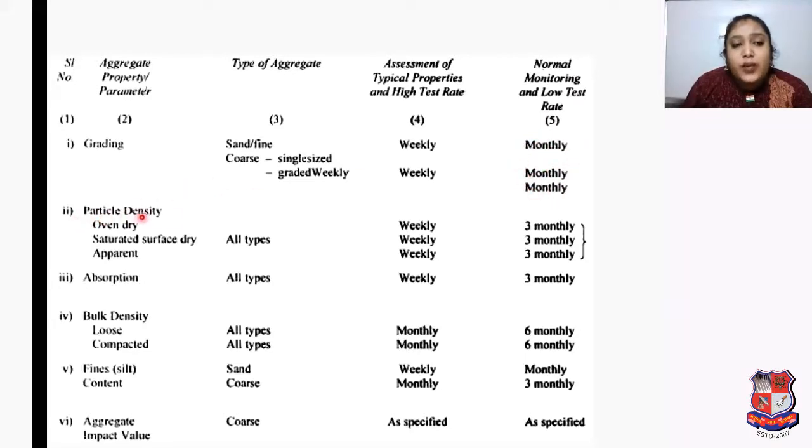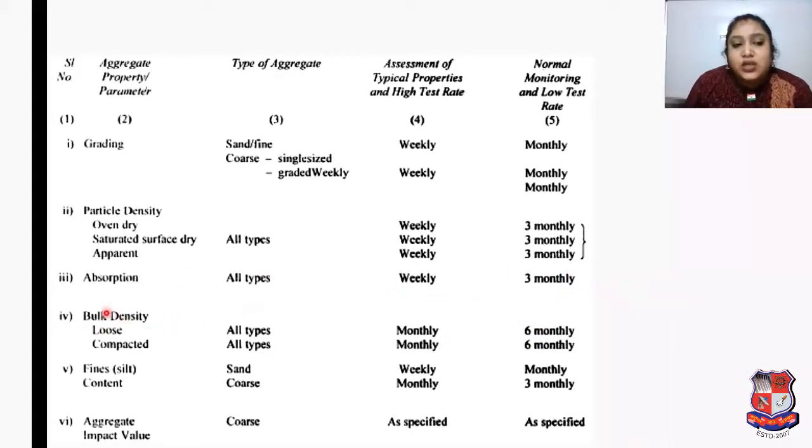If we talk about particle density, oven dry, saturated surface dry, apparent, then type of aggregate means all types of aggregate. So the assessment of typical properties and high test rate of such aggregate should be weekly, and normal monitoring should be 3 monthly. If we talk about the property parameter absorption, then for all types of aggregate, the assessment of typical properties and high test rate should be weekly, and normal monitoring and low test rate should be at 3 months, or we can say after 3 months.